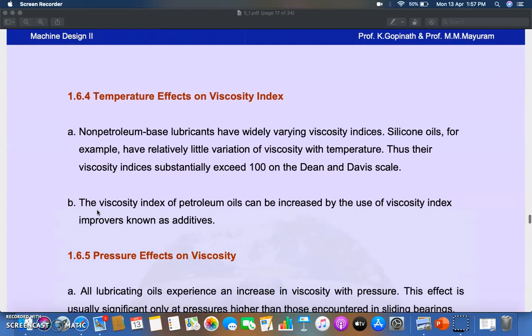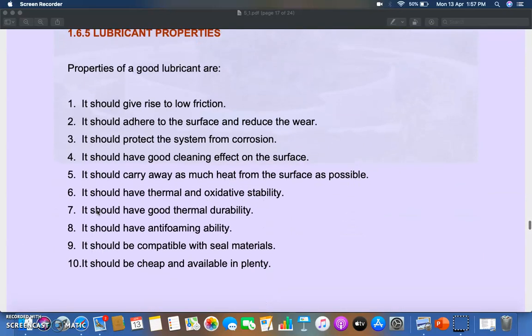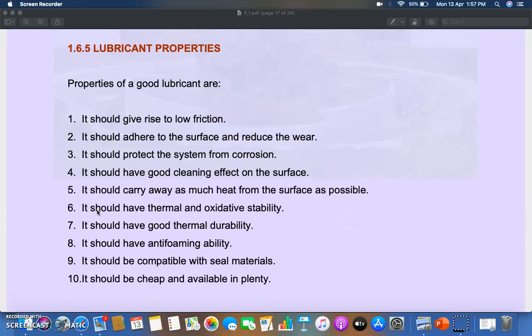Now, the temperature effect on viscosity, pressure effects, and the different lubricating properties which you can take into consideration. These are the few basic lubricating properties which should be there in a good lubricant. It should give rise to low friction, means friction should be reduced. It should protect the system from corrosion, it should have high thermal and oxidative stability, it should have anti-foaming ability, and it should be cheap and available in plenty.